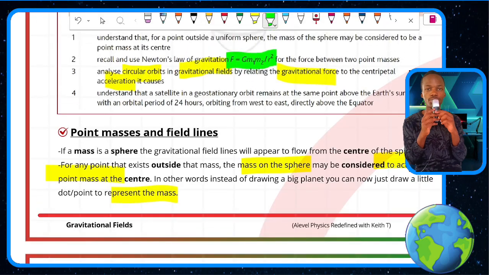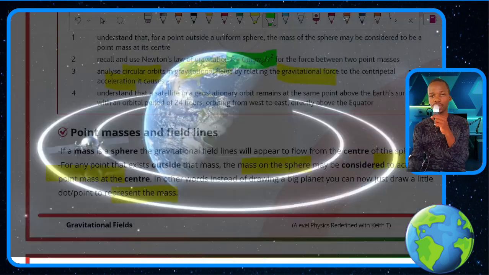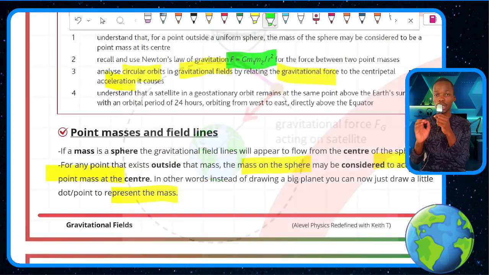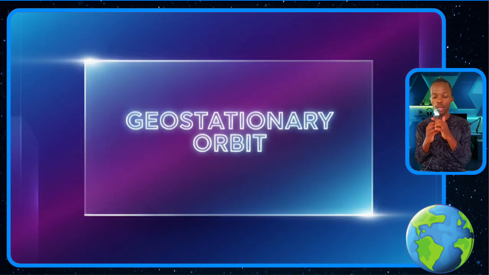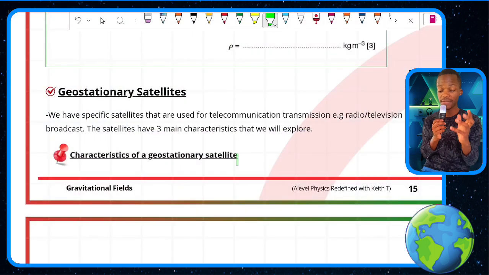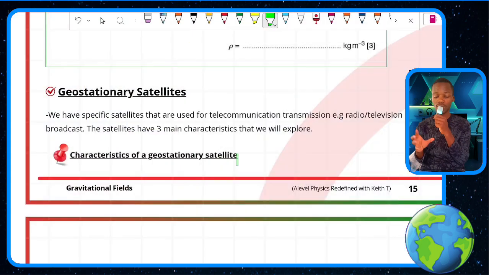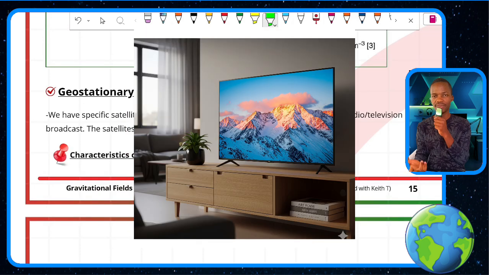In the last video, we introduced how circular motion relates to gravitational field. In this video, we're going to be introducing a new concept known as geostationary orbits. We have specific satellites on planet Earth that are used for telecommunication transmission, right? So that's radio, television broadcast.